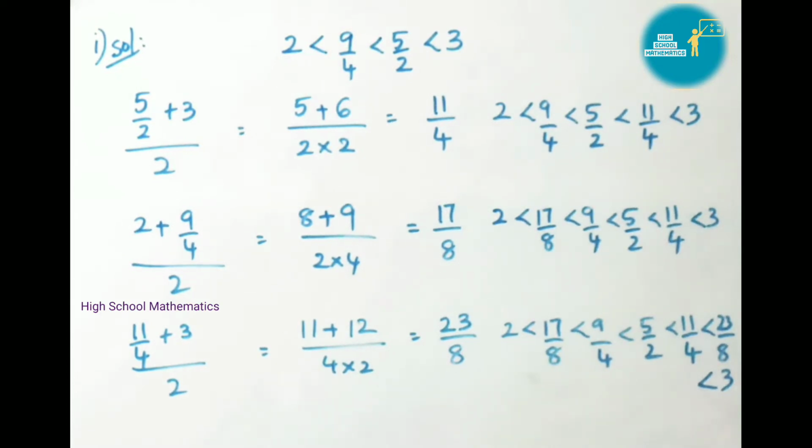So, let us find the rational number between 11 by 4 and 3. So, we are taking the mean of these two numbers. So, (11 by 4 plus 3) by 2. That equals (11 plus 4 3s are 12) by 4 into 2. That equals (11 plus 12), that is 23 by 4 2s are 8. Therefore, the rational numbers between 2 and 3 are 17 by 8, 9 by 4, 5 by 2, 11 by 4 and 23 by 8.